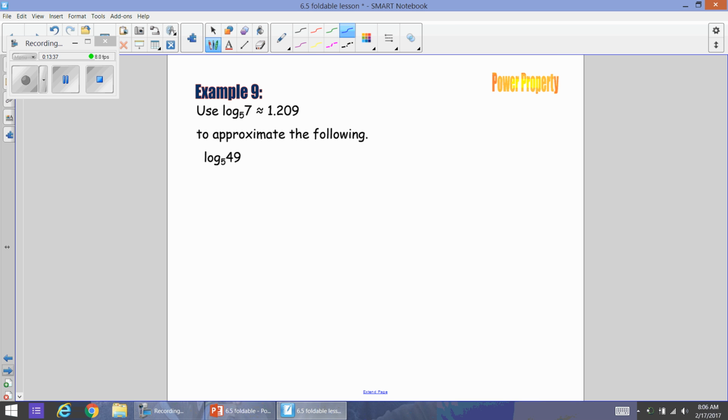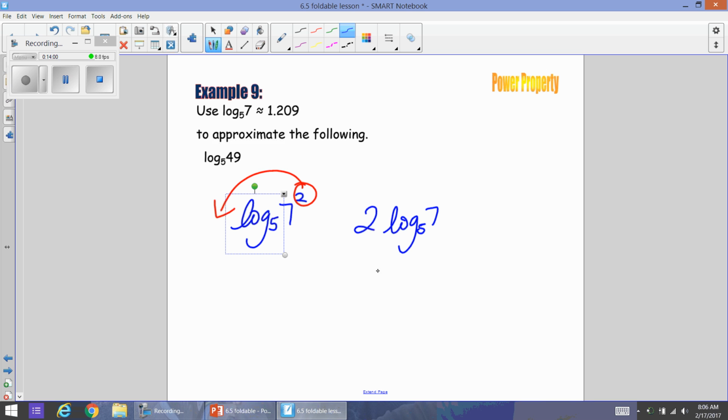Okay, so you got this. You're ready for this. We have log base 5 of 7. Here's its approximation. They want us to approximate log base 5 of 49. Well, that's like saying log base 5 of 7 squared. What you do is you bring down the 2. So that's like saying 2 times the log base 5 of 7, or 2 times 1.209. Well, what is 2 times 1.209? It's just 2.418. Ta-da!